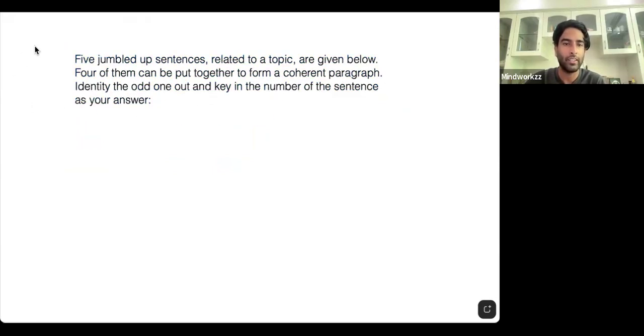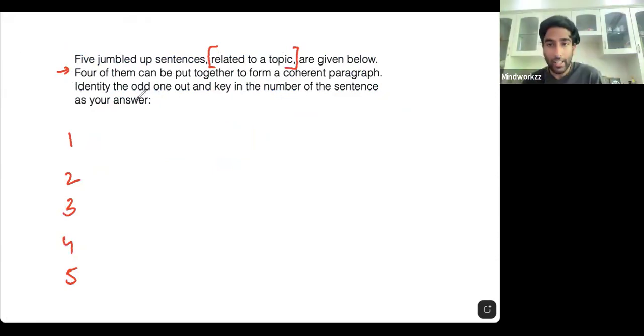It says that 5 jumbled up sentences related to a topic. So try to understand, they're all related to a topic. And you'll have 5 sentences, 1, 2, 3, 4, and 5. All these 5 sentences are given to you, right? 4 of them can be put together to form a coherent paragraph.